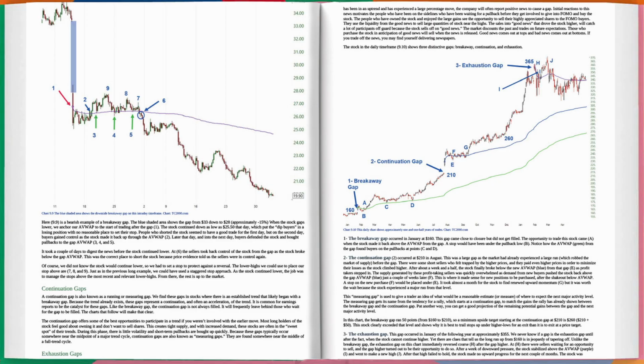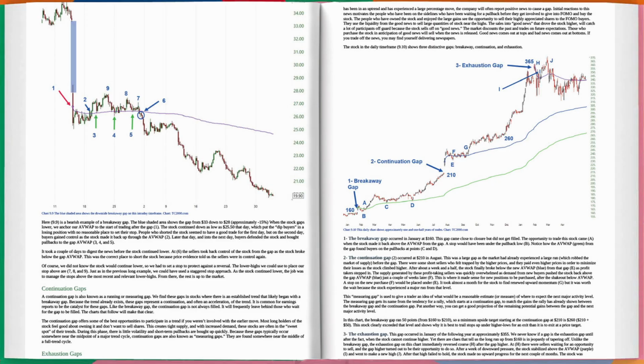This stock clearly exceeded that level and shows why it is better to trail stops up under higher lows for an exit than it is to exit at a price target. 3. The exhaustion gap. This gap occurred in January of the following year at approximately $355. We never know if a gap is the exhaustion gap until after the fact, when the stock cannot continue higher. Yet there are clues that tell us the long run-up from $160 is in jeopardy of tapering off.